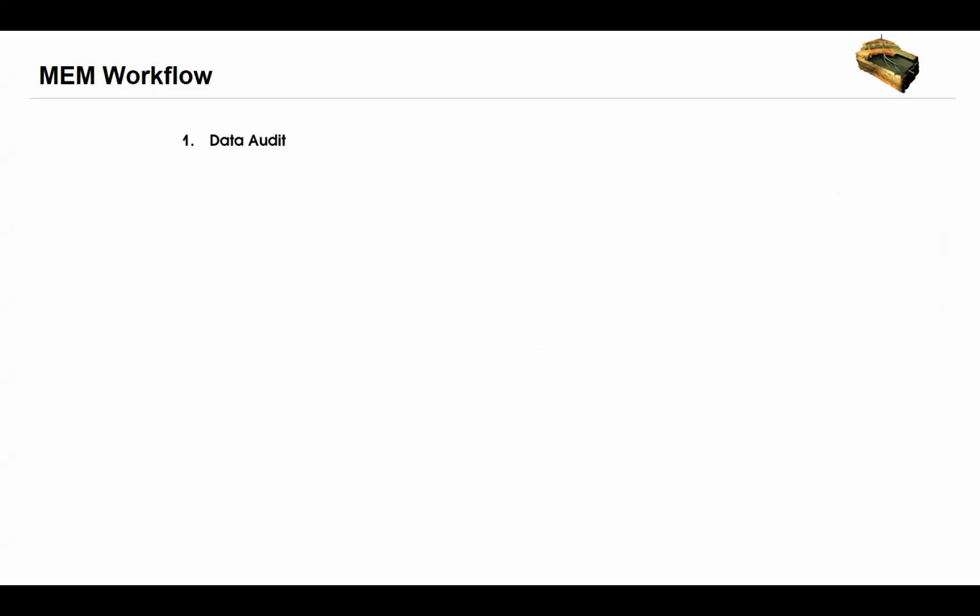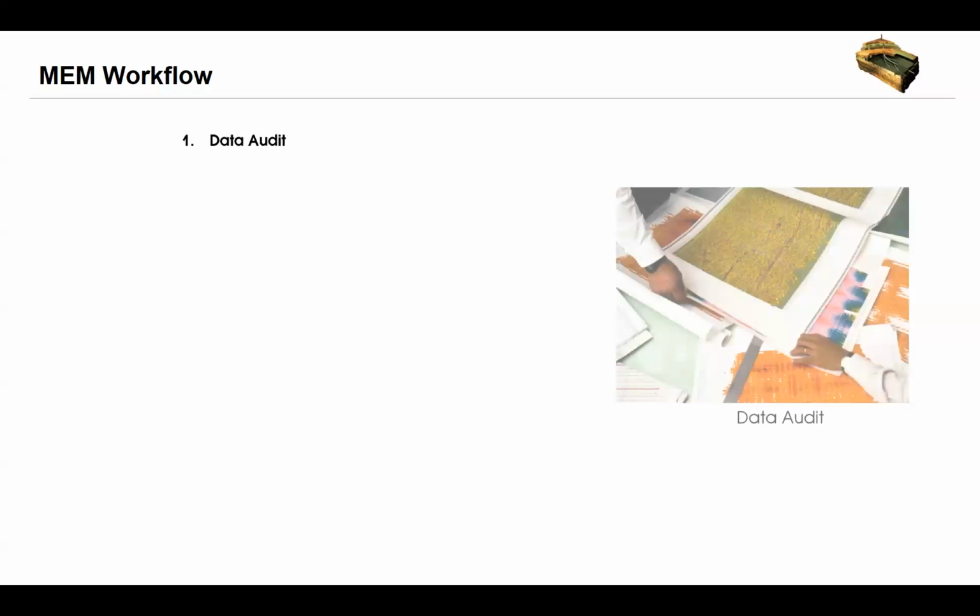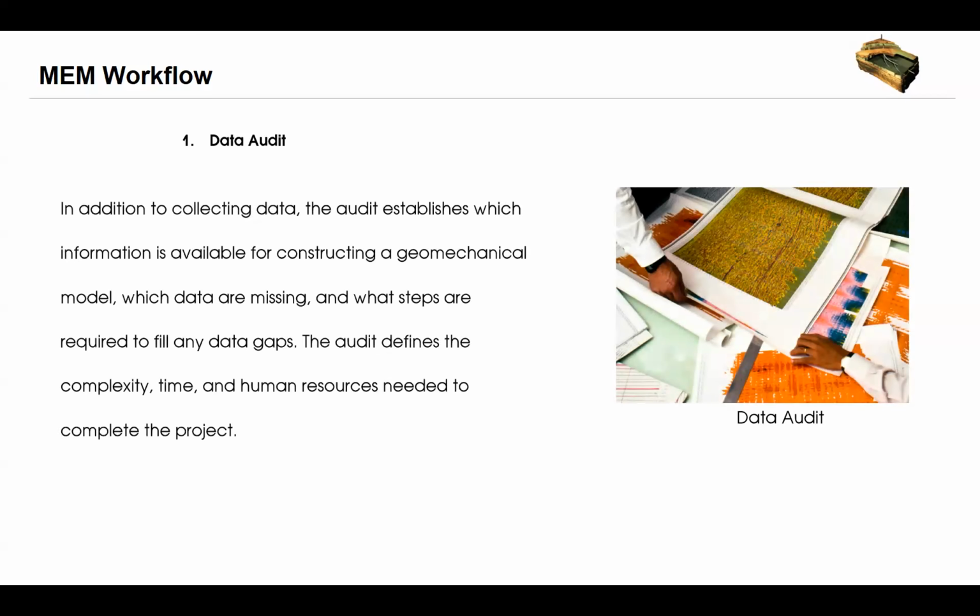Before starting to talk about the data audit, we have to know that all the following steps you will see here are based on a level 1 model for an isotropic elastic earth, where the vertical stress is the principal stress. The data audit, which is a QC step, is a critical project planning tool. This step involves collecting the geological, seismic, and drilling data, borehole measurements, and rock sample information. In addition to collecting the data, the audit establishes which information is available for constructing a geomechanical model.